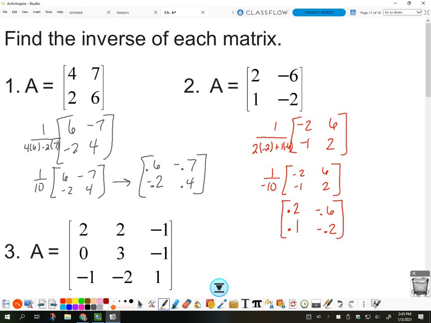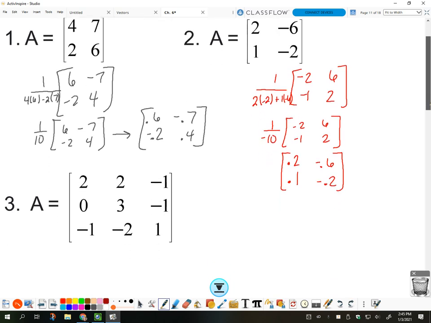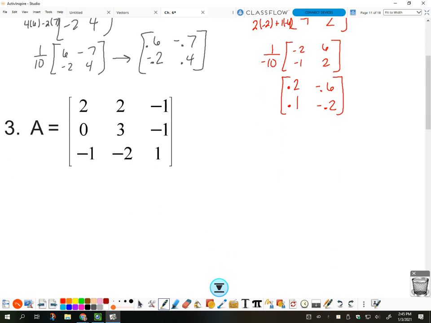Alright, for a 2 by 2, I'd like for you to do those by hand. For a 3 by 3, we're going to use the calculator. Anything bigger than a 2 by 2, you're going to use a calculator. If I didn't say this earlier, you can only do an inverse of a square matrix. So the formula is for a 2 by 2, anything else, you're going to use your calculator.